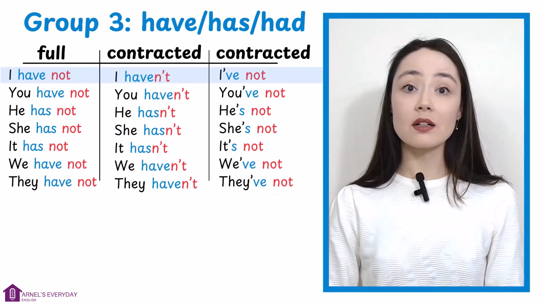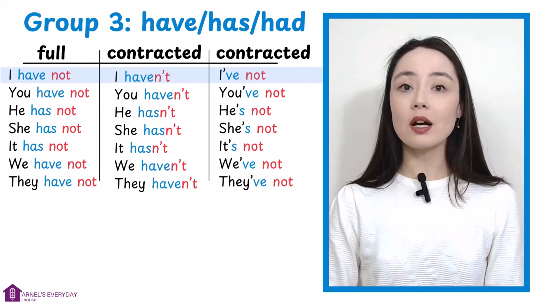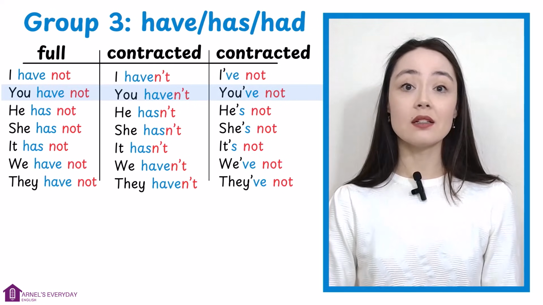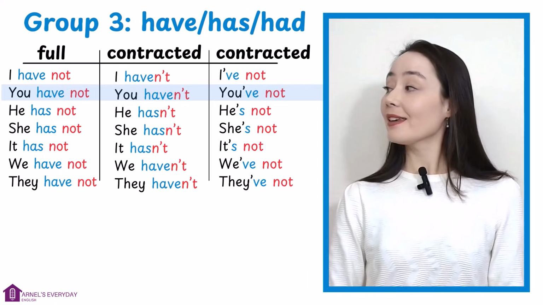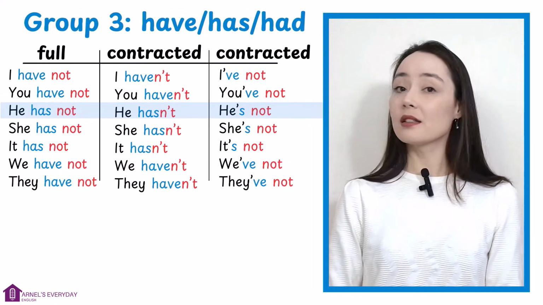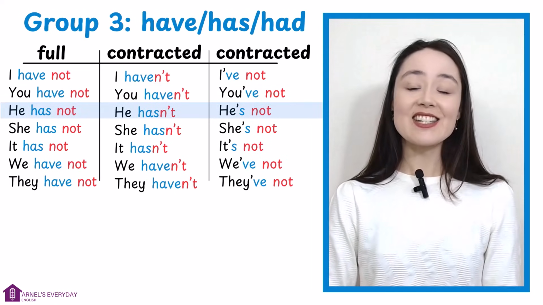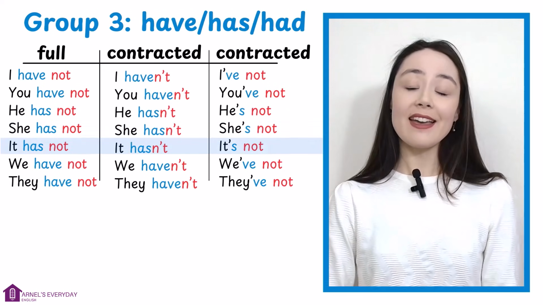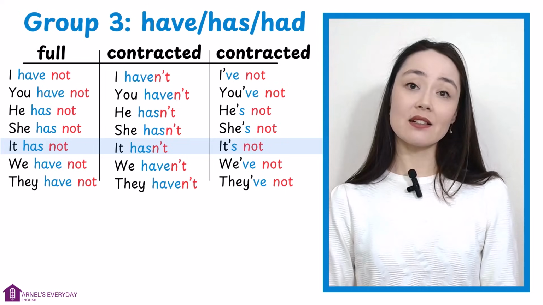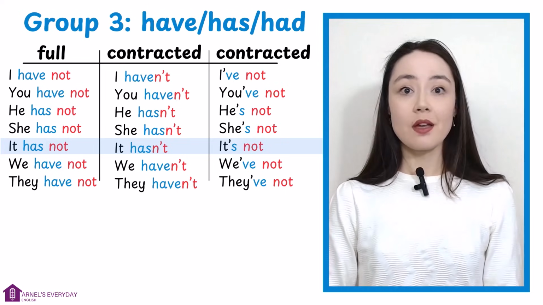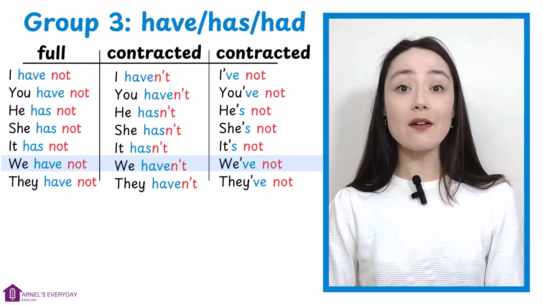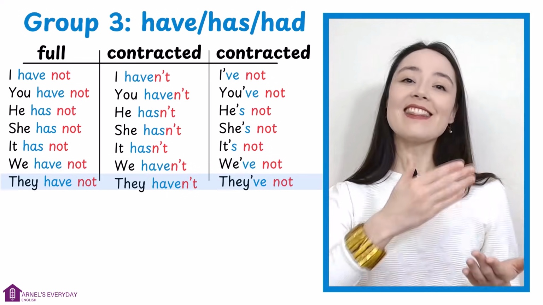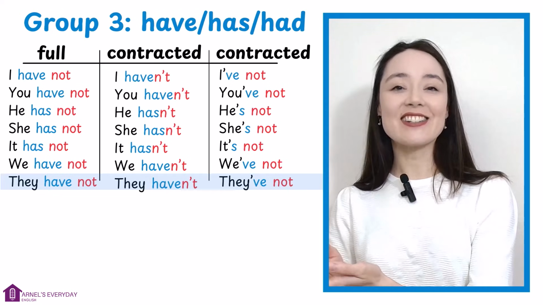I have not. I haven't. Or I've not. You have not. You haven't. You've not. He has not. He hasn't. He's not. She has not. She hasn't. She's not. It has not. It hasn't. It's not. We have not. We haven't. We've not. They have not. They haven't. They've not.